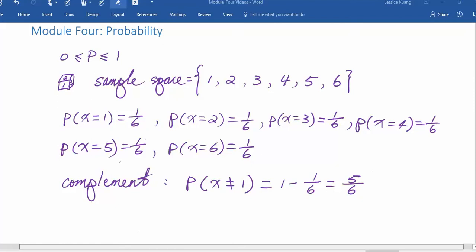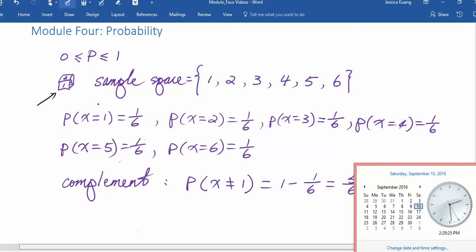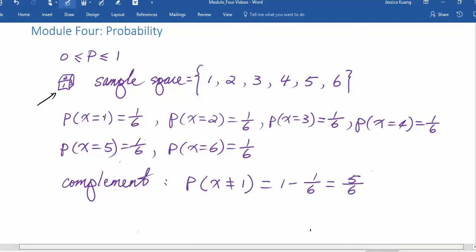Take this example. If you're going to roll a fair die, in this case, the sample space is: you could get a 1, you could get a 2, a 3, a 4, a 5, or a 6. So the probability of rolling a 1 is 1/6. The probability of rolling a 2 is also 1/6, etc., all the way to the probability of rolling a 6, which is also 1/6.